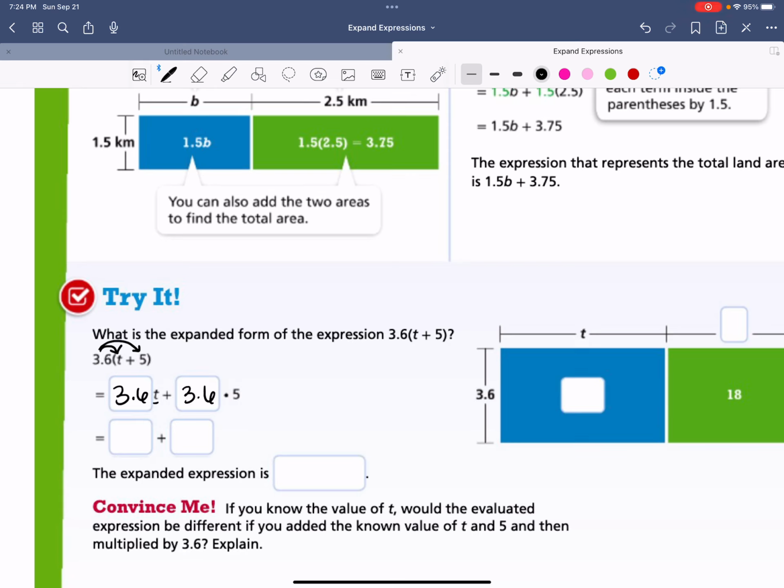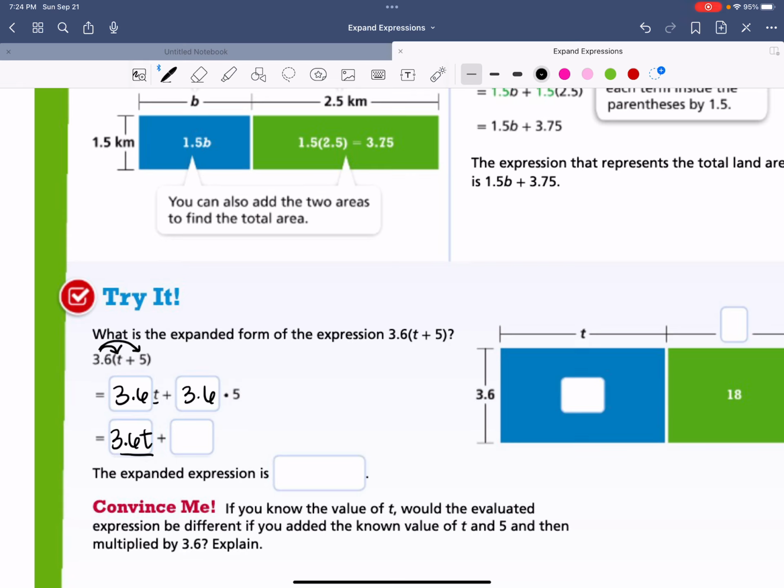So again, we keep 3.6 times t, or 3.6t, because remember, when a number and a variable are written side by side, like in this case, that means they are being multiplied together. But we don't know what t represents yet. We don't know what number that should be yet. So there's no actual multiplication we can do, so we just keep them together. When we figure out what the variable equals, that's when we could actually multiply it by 3.6.